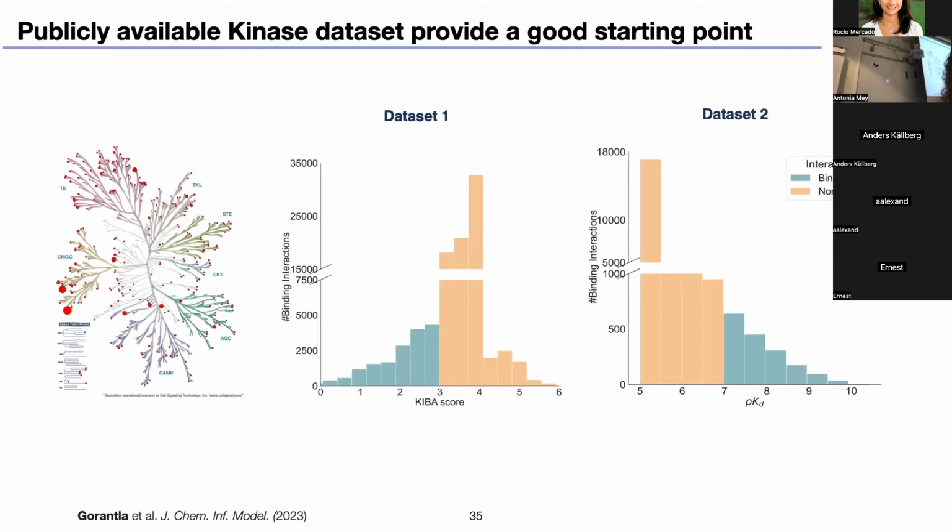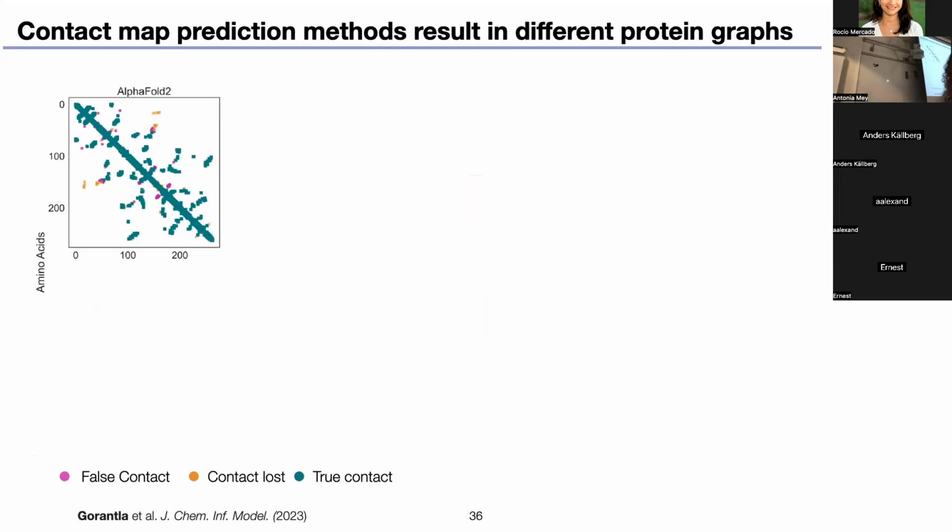So basically, there are 2 data sets, data set 1 and data set 2, which have varying amounts of binders and non-binders. Typically, the number of binders is much lower than non-binders. But yeah, these are the 2 data sets we used.